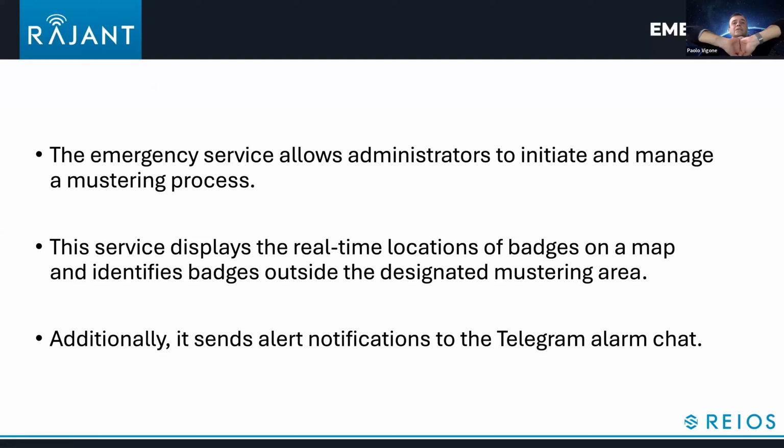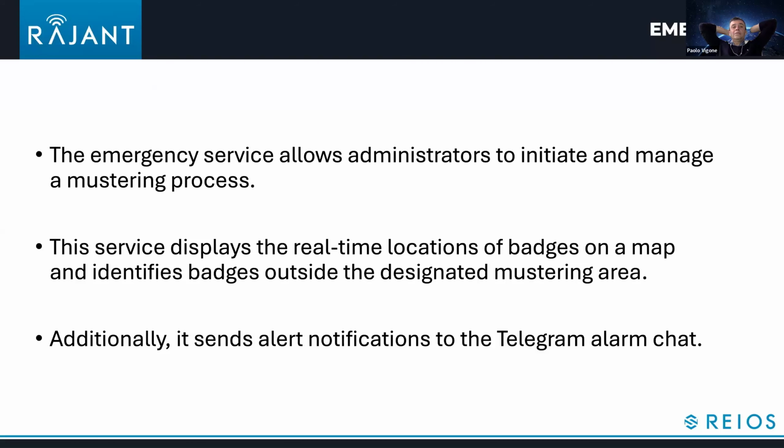Emergency procedure. In this way, the platform displays the location, the position of each badge on the map, and the badges that are outside the mastering area that you have defined will be highlighted with a red edge. And again, not only is the procedure displayed on the map, but there is also a notification alarm using the Telegram alarm chat.